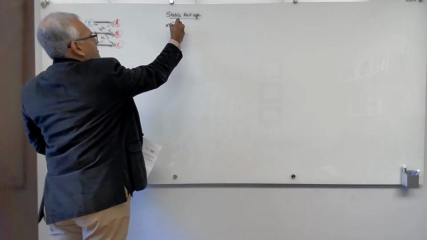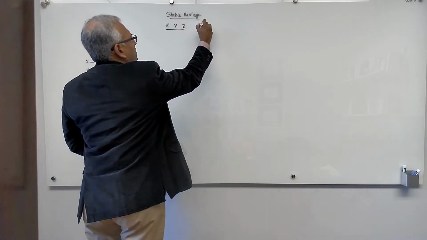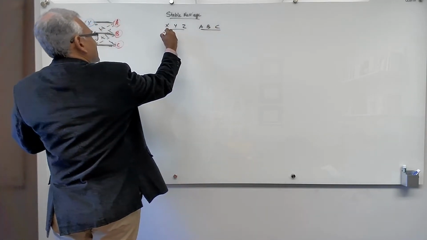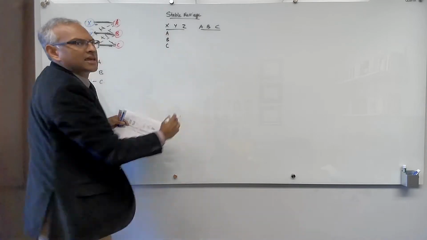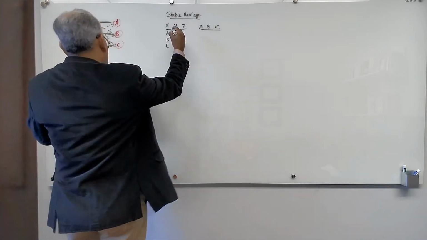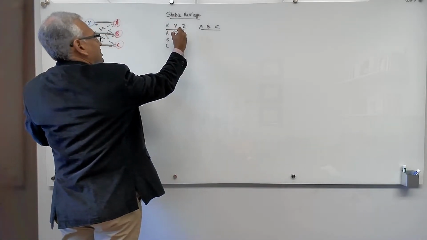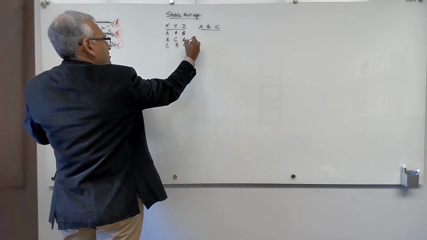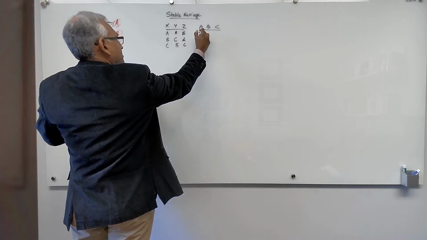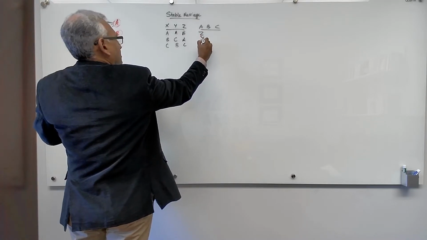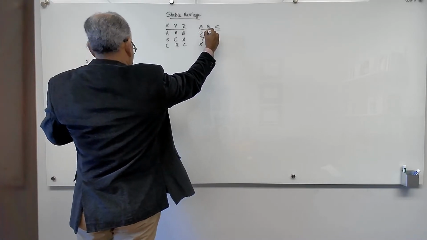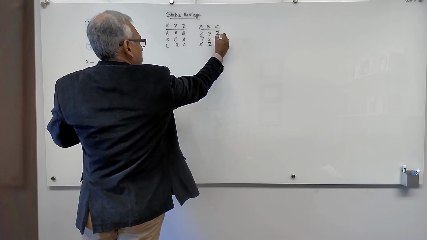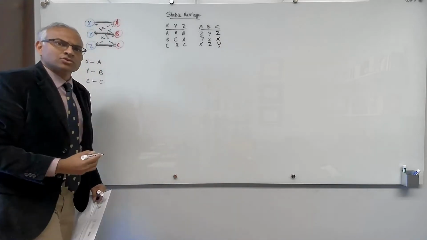So our boys and our girls, they have preference lists. X likes A, then B, then C, in that order. Similarly, everyone has a preference list. Y likes A, then C, then B. Z likes B, then A, then C. And similarly, A likes Z, then Y, then X. B likes Y, then X, then Z. C likes Z, then X, then Y. So everyone has a preference list.